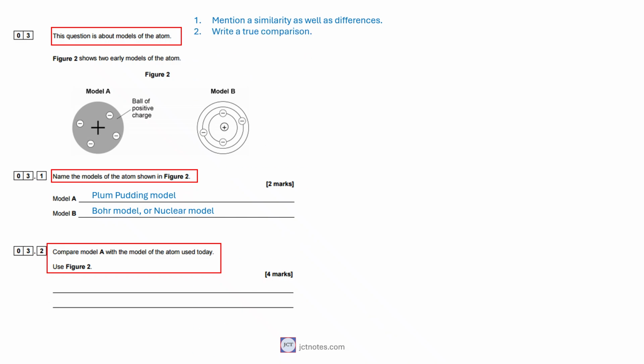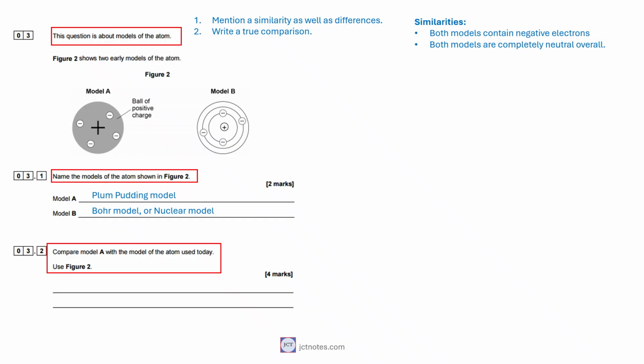Second, write a true comparison. Don't just describe Model A and then describe the modern model separately, compare them. The best way to lay out your answer for the examiner is actually a simple table. Let's start with our similarity. Both models contain negative electrons, and both models are completely neutral overall.